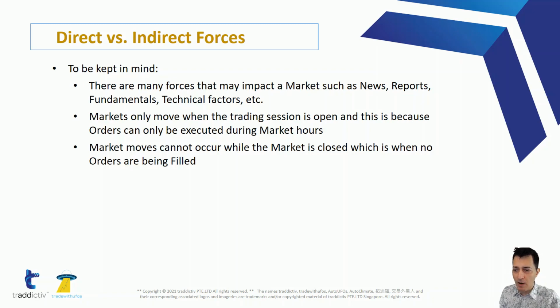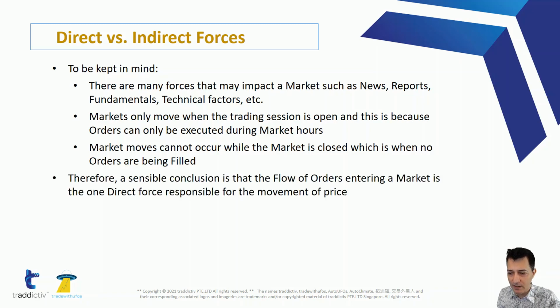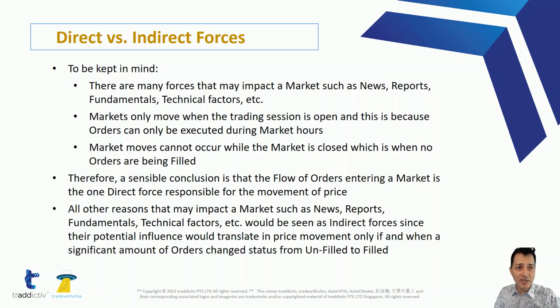Okay, so market moves cannot occur while the market is closed, which is when no orders are being filled. So a sensible conclusion is that the flow of orders entering the market is the one direct force responsible for price movement, while there are many other reasons, which may be the reason why the orders exist in the first place. Okay, it could be a very powerful influence for the orders to exist, but no movement would happen unless those orders change status from on-field to field.